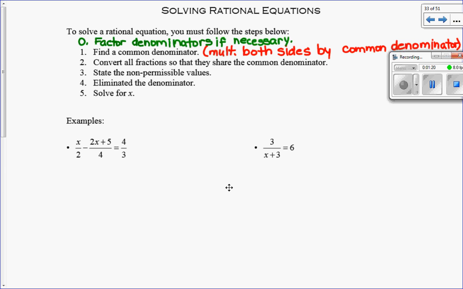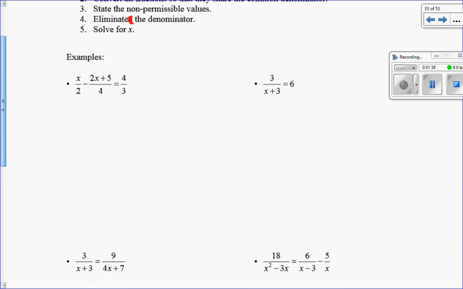And once we have multiplied both sides by common denominators and factored our denominators, then we can state our non-permissible values. Then we're going to try and isolate the x on one side, and that will actually allow us to eliminate the denominator, and we'll be able to solve for x. Okay, so you'll see what I mean as we do a few examples together.